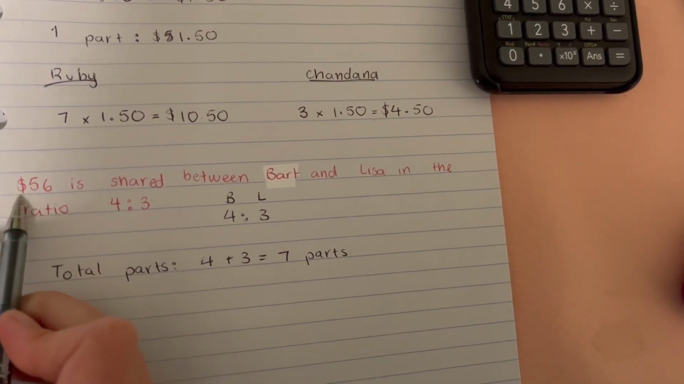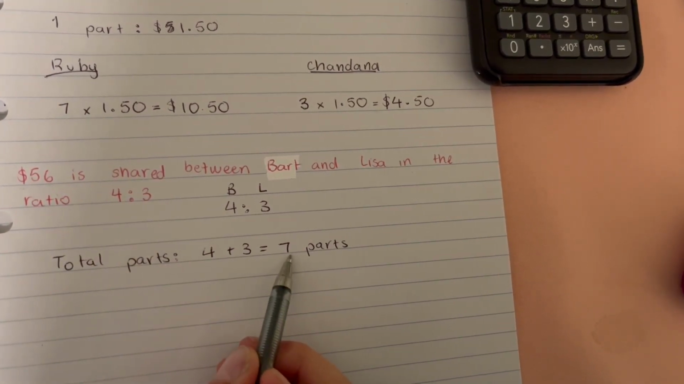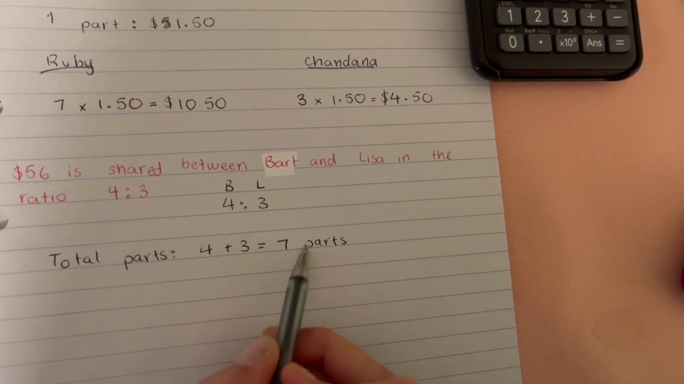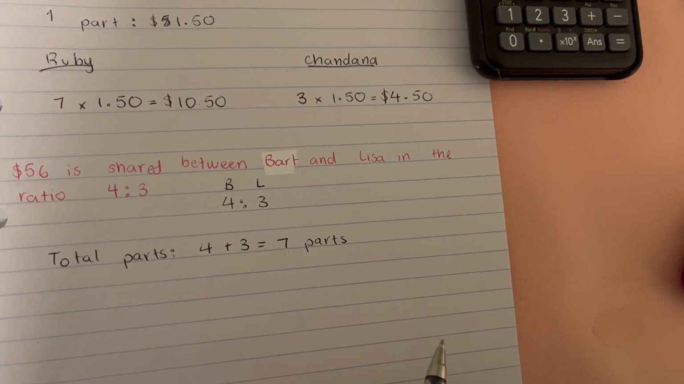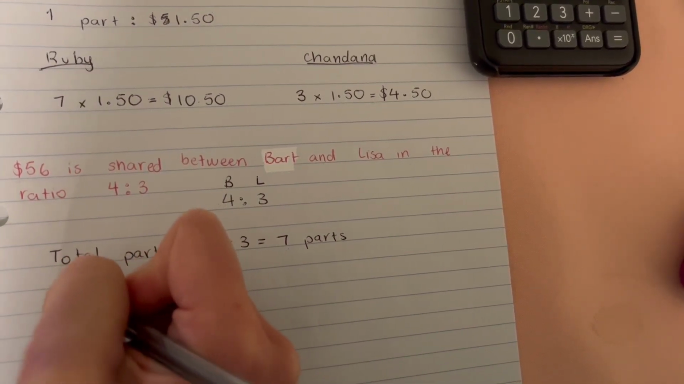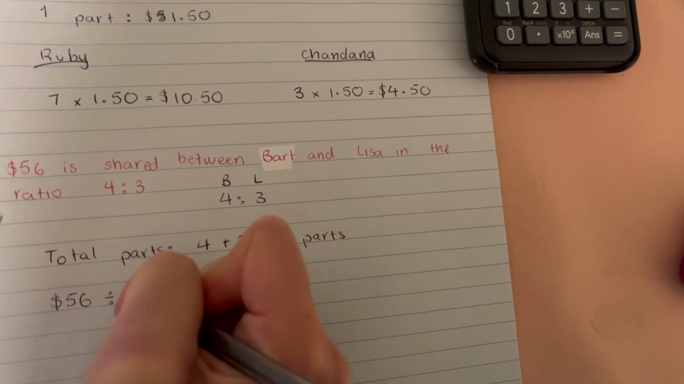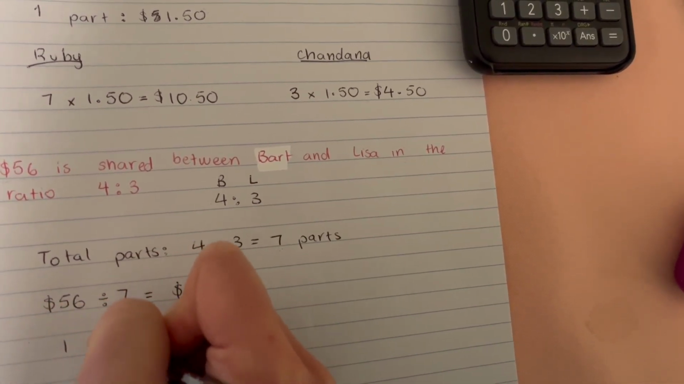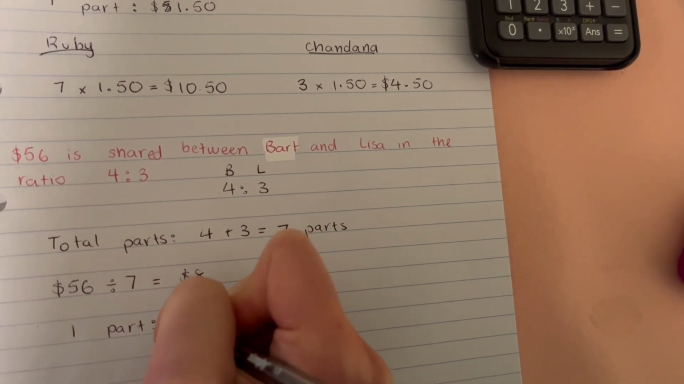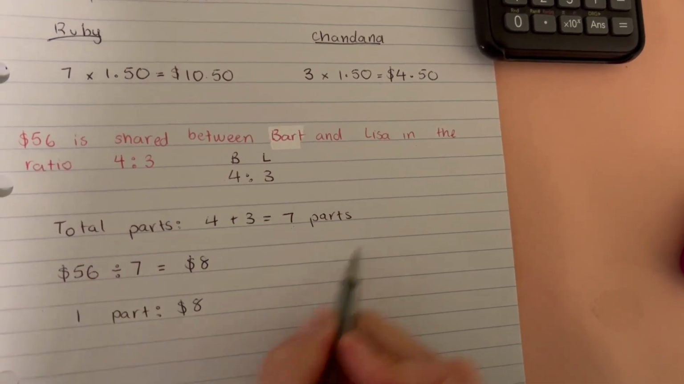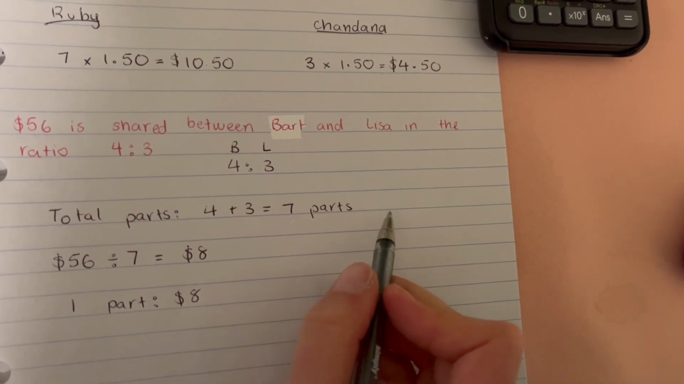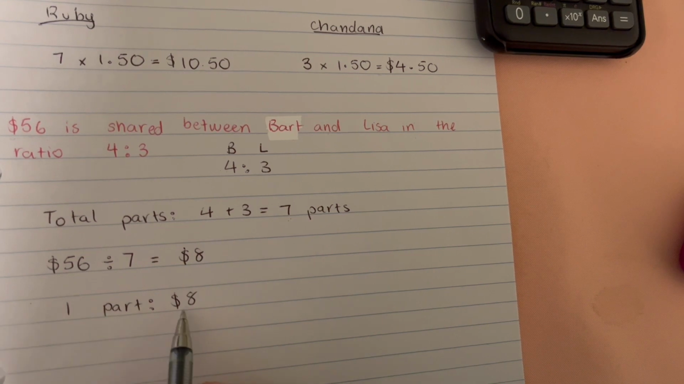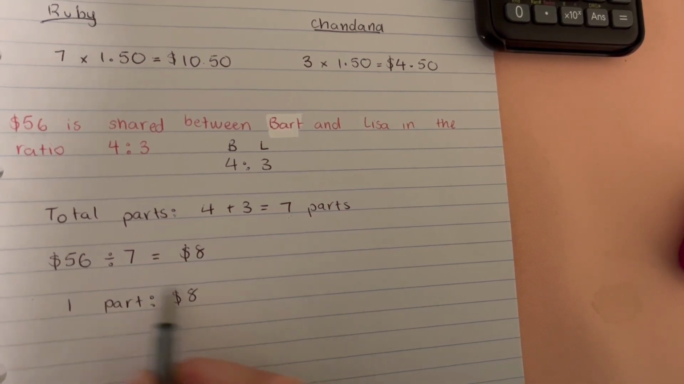Now, I need to split my $56 into 7 equal parts. Then I need to think about Bart getting 4 of those equal parts and Lisa getting 3 of those equal parts. So I take my $56, divide it by 7. That gets me $8. So 1 part is $8. And you might be thinking, this follows a sort of similar structure to what we were doing with our percentages. We're using a unitary method in the sense that we're coming down to 1 part first. So I figured out 1 part's $8.